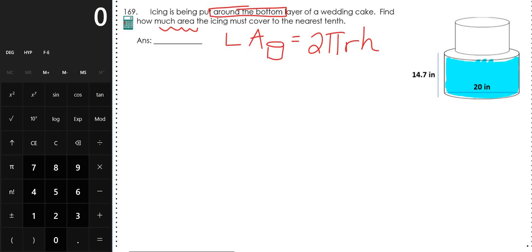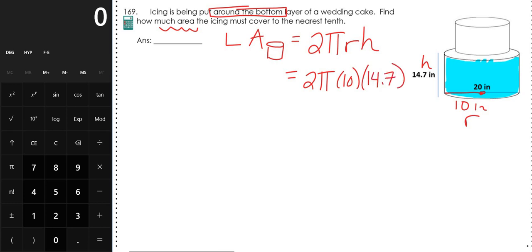Now let's take a look. Do we have the r and do we have the h? We definitely have the h. That's the 14.7. And the radius, well, it looks like they gave us the diameter. So your radius would actually be 10 inches here. Since we have the radius and we have the height, we're ready to plug in. This is a pretty straightforward question. So plugging this in, now we have 2 times pi times your radius of 10 times the height of 14.7.